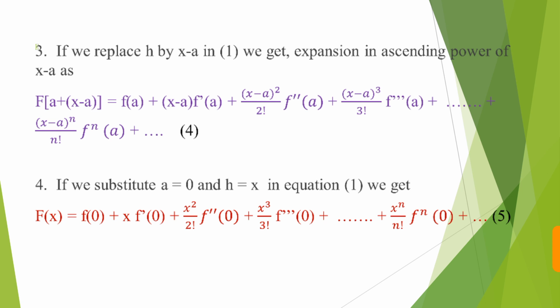Next, if we substitute a is equal to 0 and h is equal to x in equation first, we get f of x is equal to f of 0 plus f dash of 0 x plus f double dash of 0 x square by 2 factorial plus f triple dash of 0 x cube by 3 factorial plus, and so on, and this is known as the Maclaurin series at x is equal to 0.